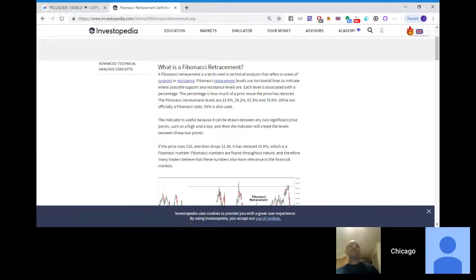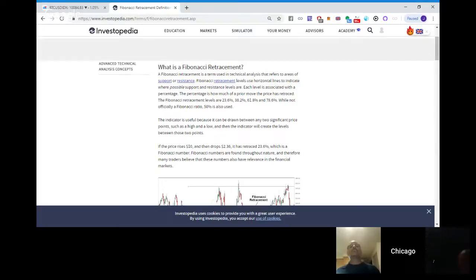The indicator is useful because it can be drawn between any two significant price points, such as a high and a low, and then the indicator will create the levels between those two points. If price rises $10 and then drops $2.36, it has retraced 23.6% of the way, which is a Fibonacci number. Fibonacci numbers are found throughout nature, and therefore many traders believe that these numbers also have relevance in the financial markets, meaning that the Fibonacci number ain't got nothing to do with trading.